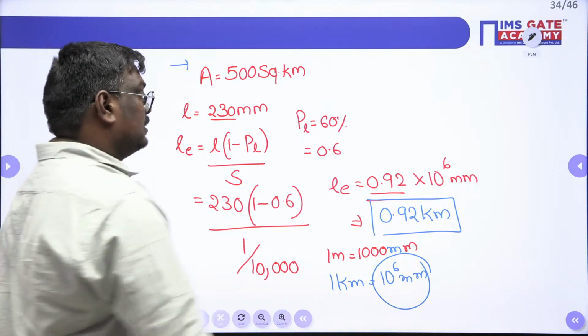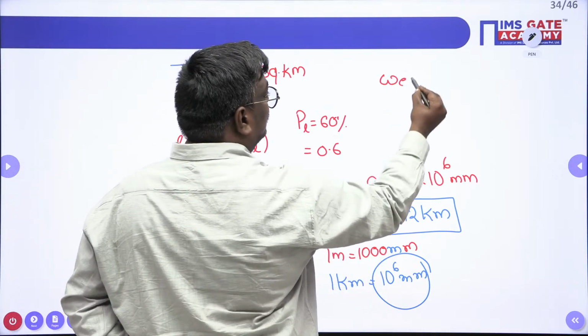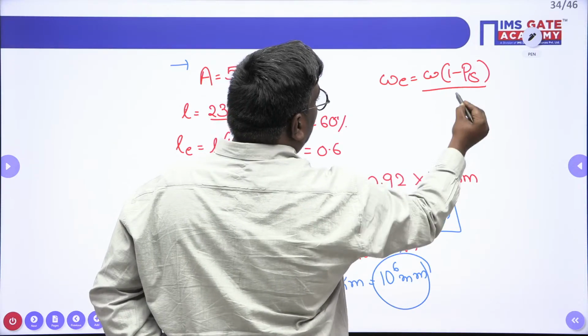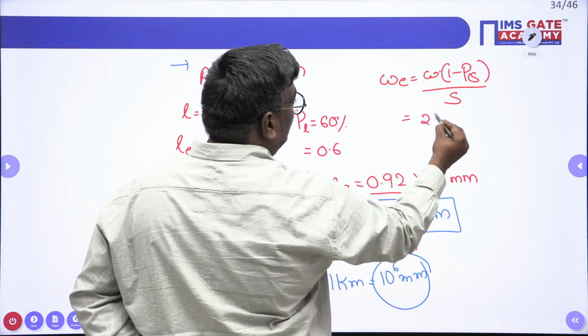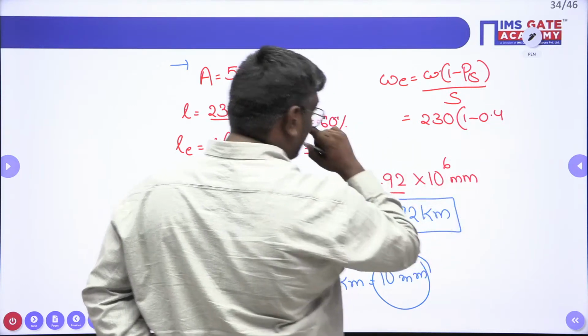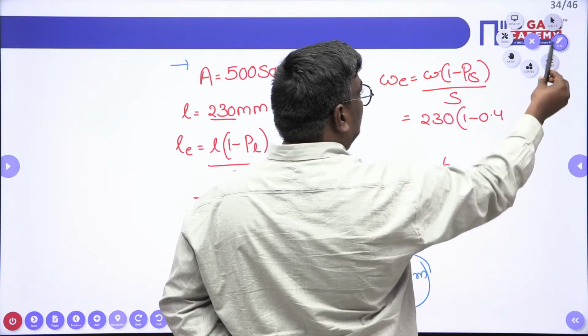Similarly, the effective width of the photo is W into 1 minus PS by S. Here it is 230 into 1 minus 0.4. Sorry, what is the side overlap? Here it is 30, I think.